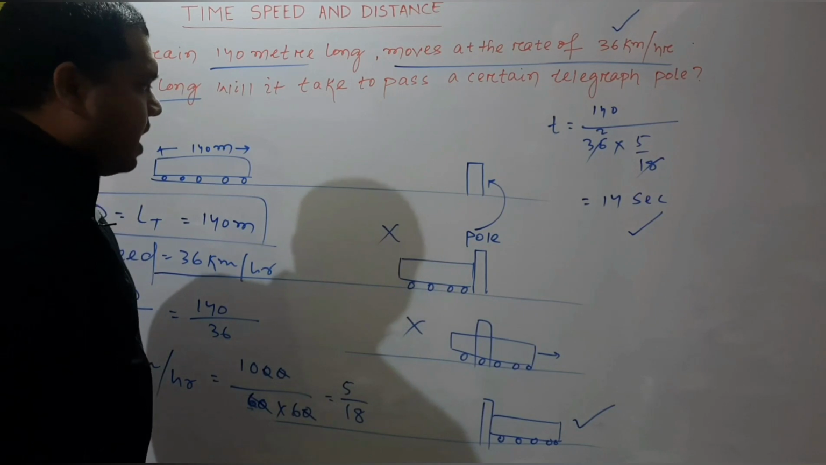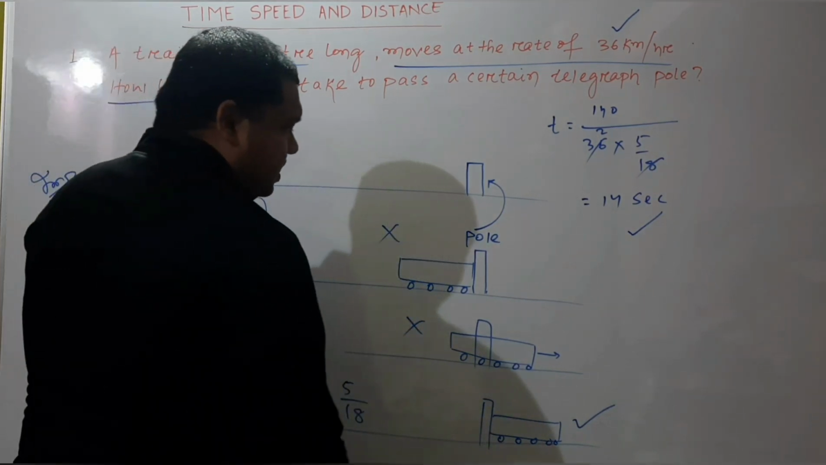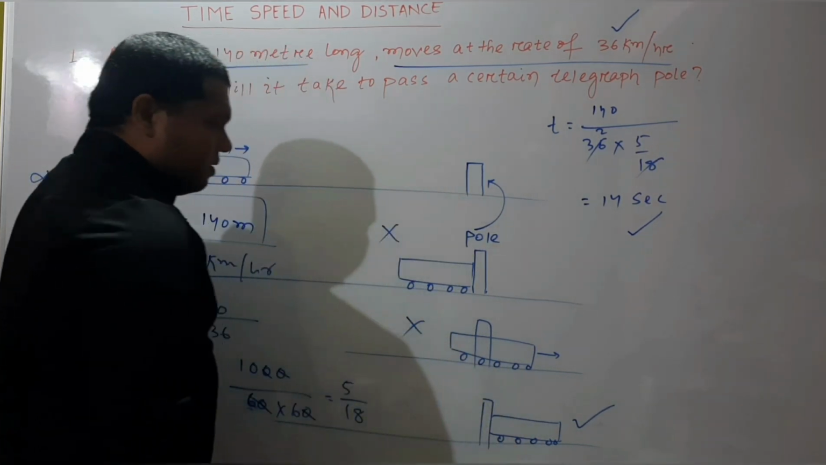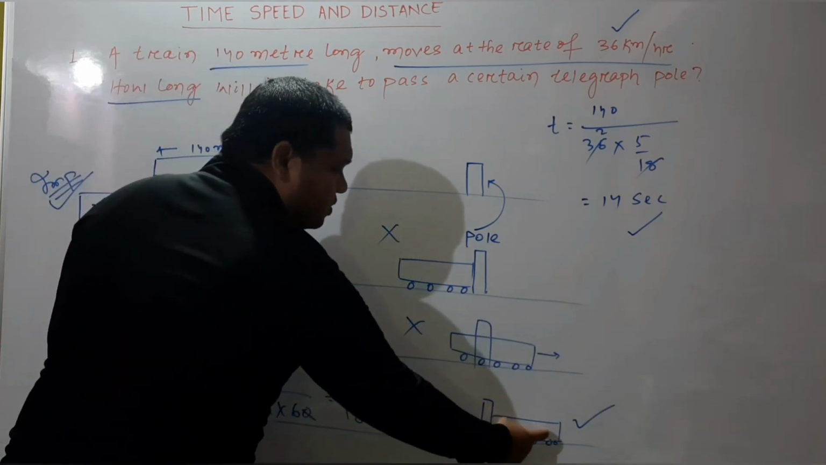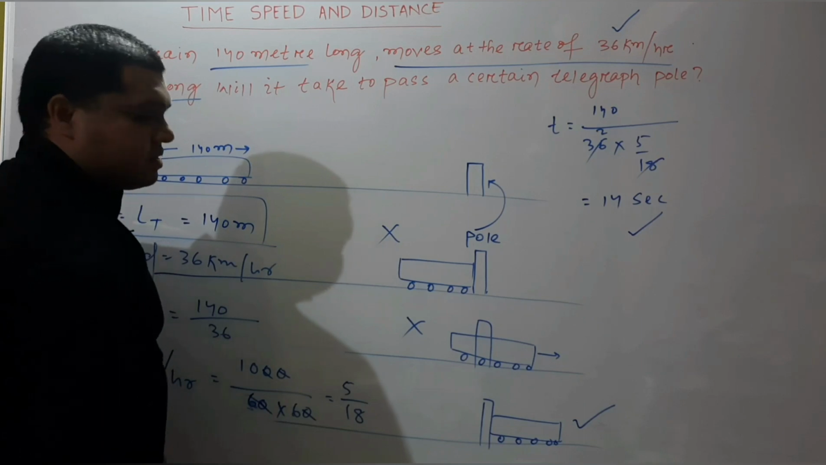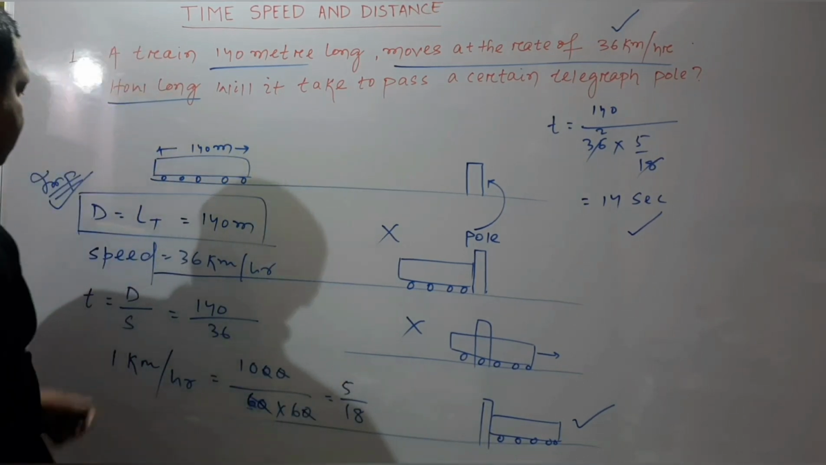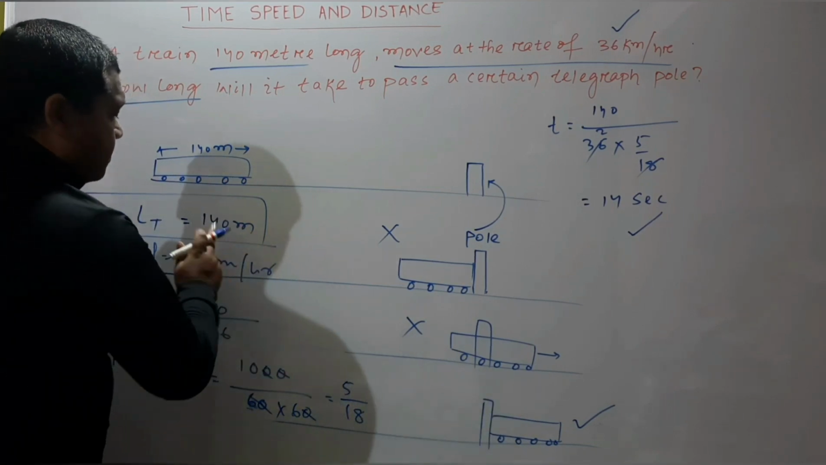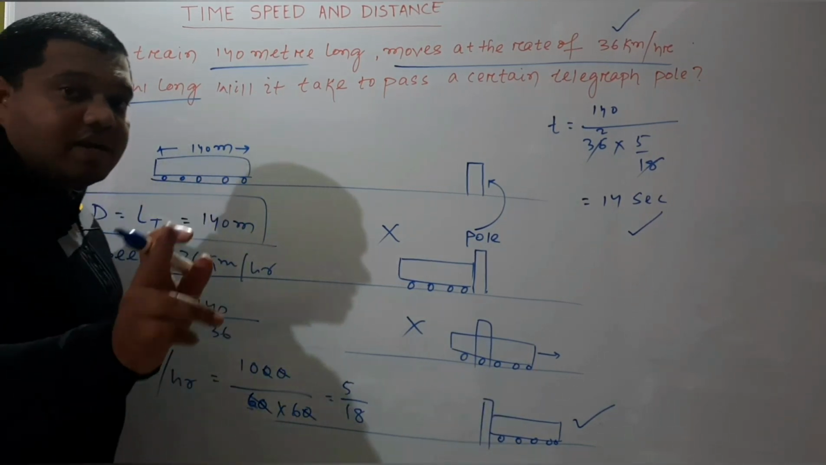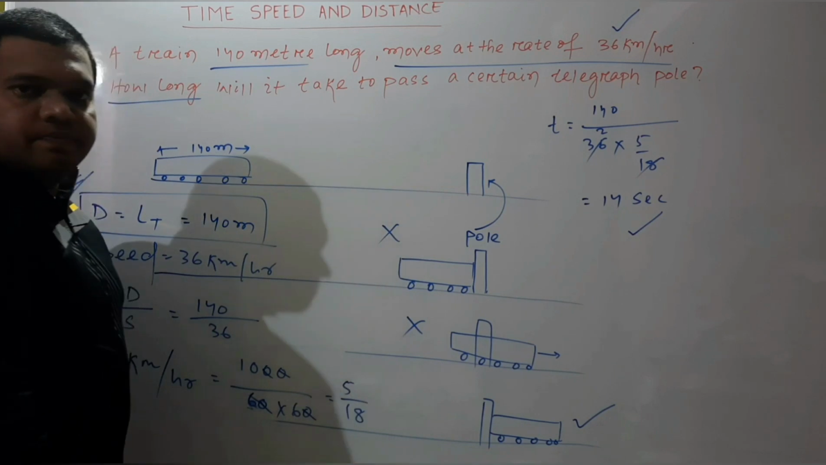Okay. And look, this concept is very, very important. To cross this pole, how much distance will the train travel? It is equal to its own length. This concept is very important. That's why we will take distance is equal to LT. It is not given directly that distance is equal to 140 meter, that you assume. Okay, this is the logic. Thank you.